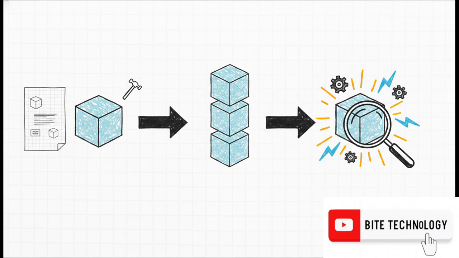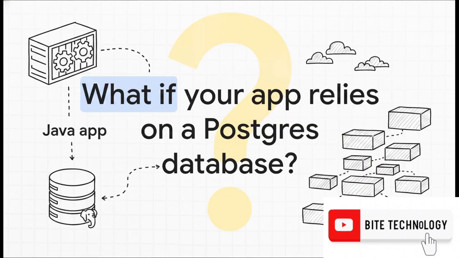Okay, having our Java app containerized is a massive win. But let's ask a practical question here. What if your application relies on a Postgres database to actually be useful? Because out in the real world, enterprise apps aren't just single, lonely containers. They're whole ecosystems of multiple interconnected services.